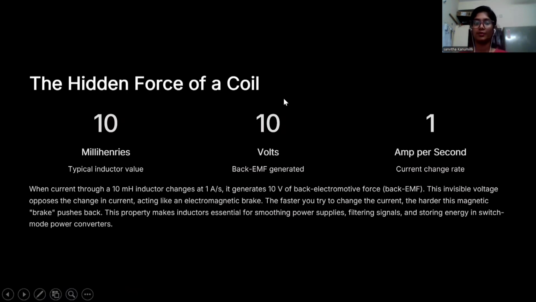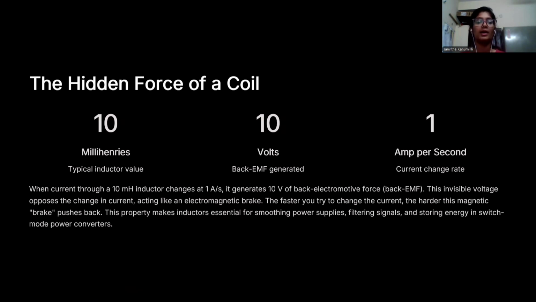So, the hidden force of a coil. When current through a 10 millihenry inductor changes at 1 ampere per second, it generates 10 volts of back electromotive force, which is back EMF. This invisible voltage opposes the change in current, acting like an electromagnetic brake. The faster you try to change the current, the harder this magnetic brake pushes back. This property makes inductors essential for smoothing power supplies, filtering signals, and storing energy in switch mode power converters.